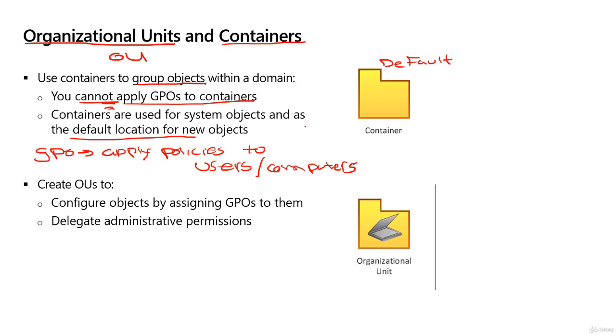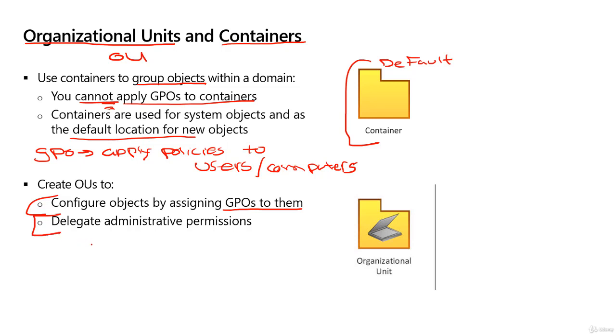Now, a container is just a folder icon, so that's what it's going to look like when you're in Active Directory. Our organizational units, we will create these on our own. The biggest difference between the container and an organizational unit is you can assign these group policy objects, or GPOs, at the OU level. You can also delegate administrative permission.